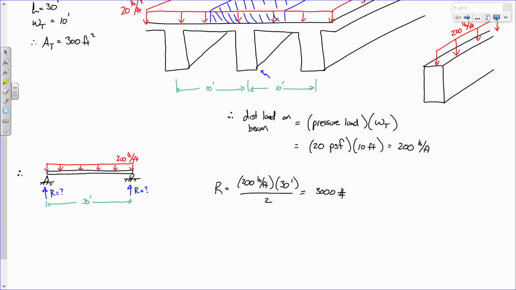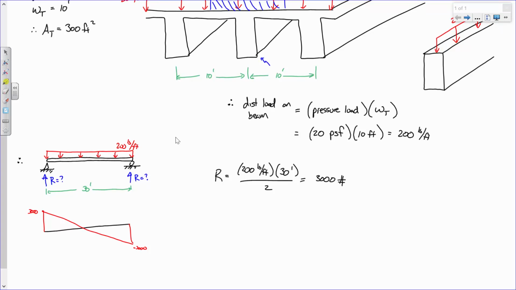So from here, I could draw the shear diagram. I could say, okay, here's the shear diagram. I'm going to go up 3,000. It's a constant load, so a constant slope on the shear diagram, go down to negative 3,000, and then go back up, right? And then from there, I could draw the moment diagram, so on and so forth. I'm not going to do that here. I'm just illustrating that you could do that. Is that okay? Okay.